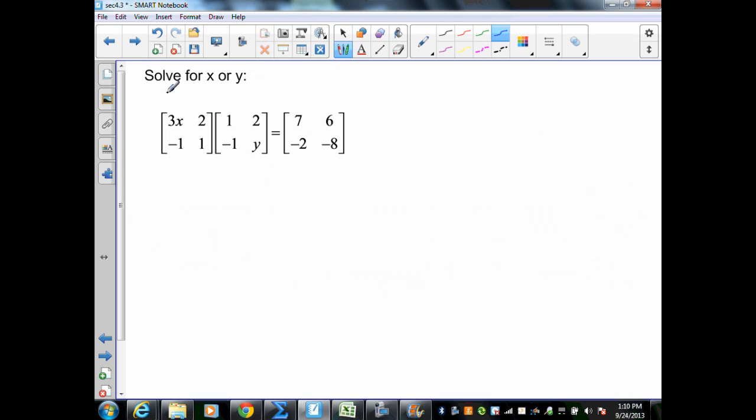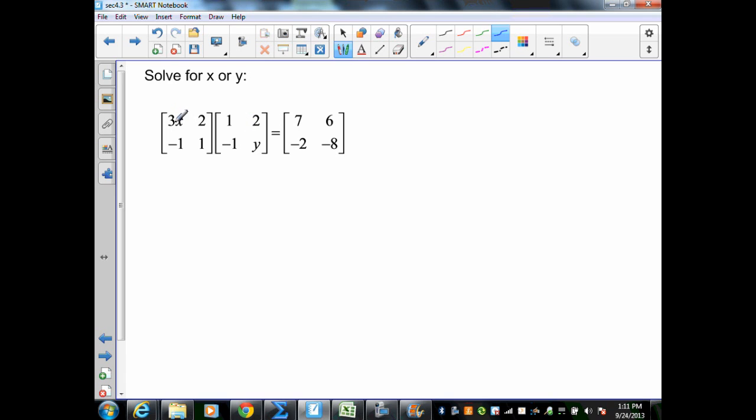In this example, I need to find the value of x and y. To do that, I need to find the product of these two matrices, simplify the expressions, and set them equal to the corresponding element in this matrix. Let's begin by verifying that I can find the product by looking at the dimensions of both matrices. This has 2 columns. This has 2 rows. Therefore, that does verify that I can find the product.